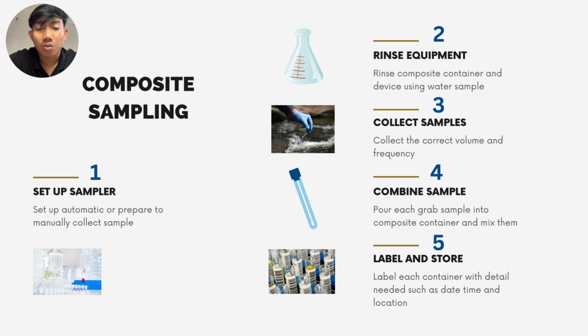There are a few steps in handling composite sampling. The first step is to set up the sampler. We need to choose either an automatic or manual procedure. Then rinse equipment: we need to rinse the composite container and device using the water sample. In the collect sample step, we need to collect the correct volume and frequency. To combine the sample, we pour the grab samples into the composite container and mix them. The last one is label and store, where the container needs to be labeled with details such as date, time and location.